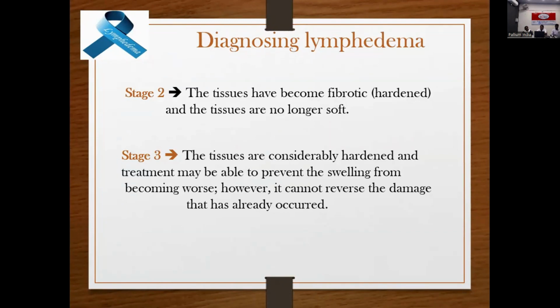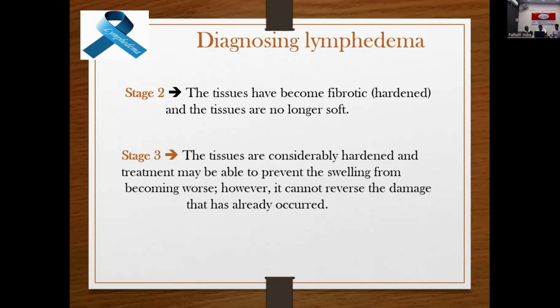In the first stage, the tissue will be very soft. In the second stage, it will become more hardened than the first stage. In stage 3, the tissues are considerably hardened and treatment may be able to prevent the swelling from becoming worse. However, it cannot reverse the damage that already occurred.